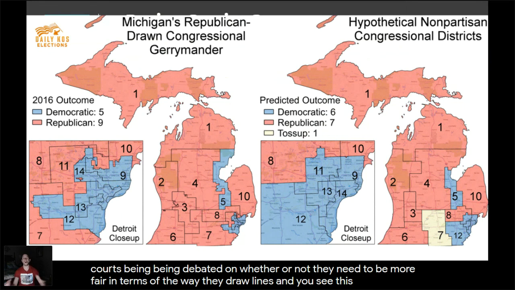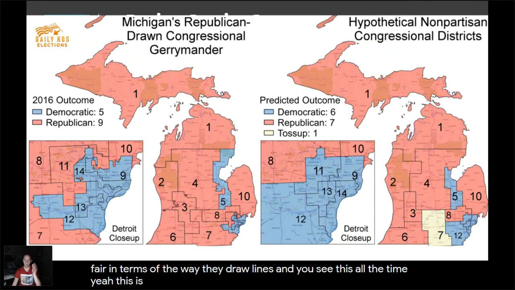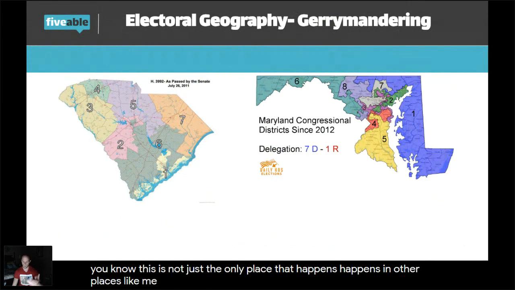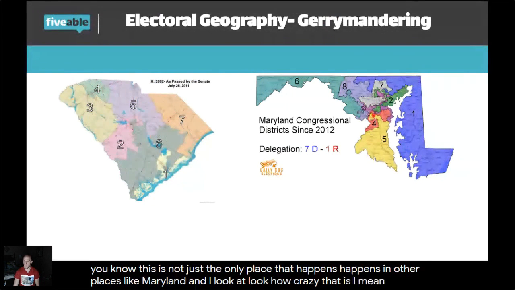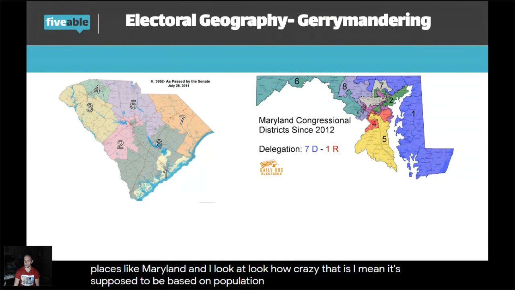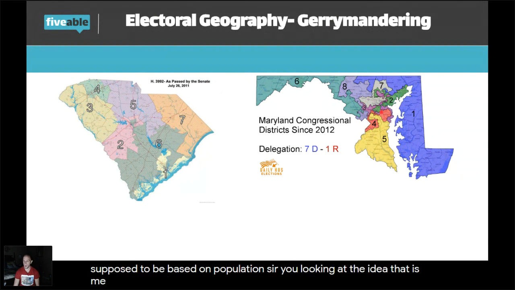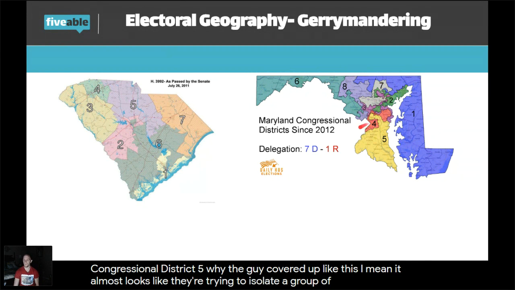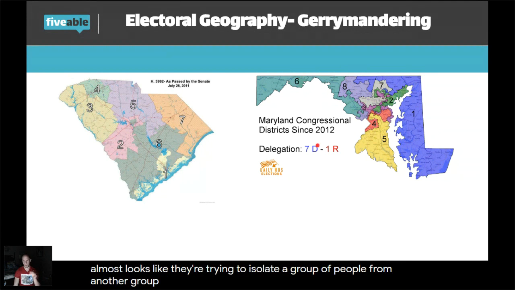And you see this all the time, y'all. This is not the only place it happens. It happens in other places like Maryland. Look how crazy that is. I mean, it's supposed to be based on population. So you're looking at the idea that as many people are in this congressional district 4 as is in congressional district 5. Why do they got to carve it up like this? I mean, it almost looks like they're trying to isolate a group of people from another group in order to make it so that 7 of these places will be Democrat and only 1 Republican.